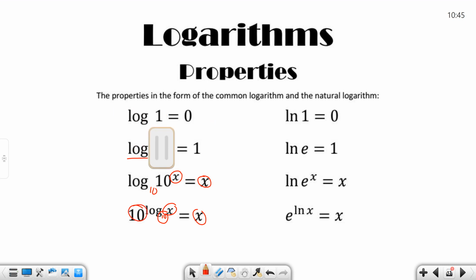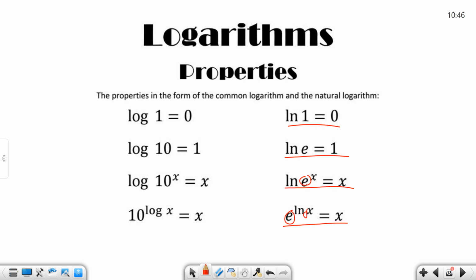So the rules are the same even if it's the common logarithm. That's because the common log is just a log where 10 is your b, and it works for every b, so why would it not work for 10? And then here, ln of e. So the ln of 1 is 0, the ln of e is 1, the ln of e to the x is x, and e to the ln of x equals x. Again, if the bases match, these bases match. This and this match because there's an understood e there, right? So the bases match there, all right?